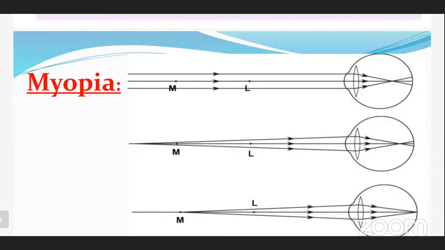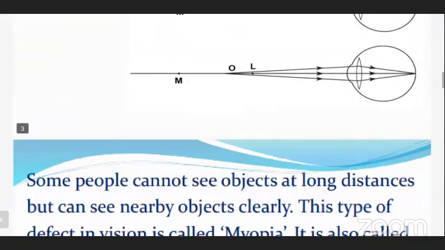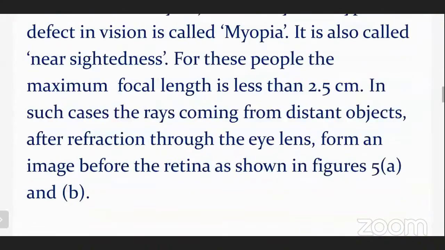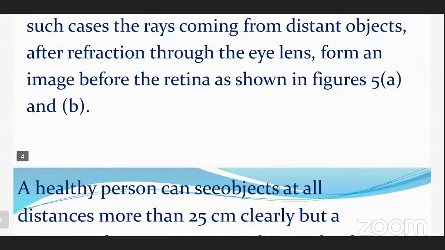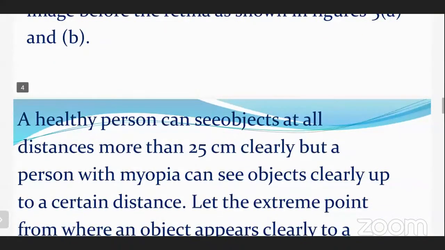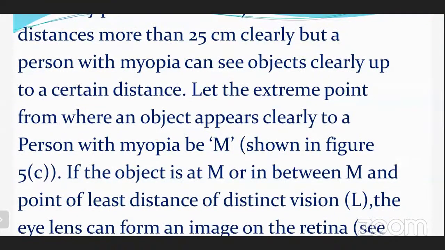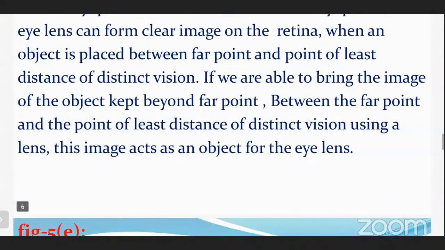The people who suffer from myopia can see only nearby objects. They can't see distant objects. For these people, the image forms before the retina. That's why they can't see the distant object. Then we use the concave lens. When we put the biconcave lens in front of their eye, the image is formed on the retina. Then the people can see the object. That's how we correct myopia.